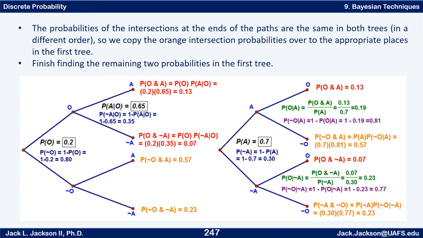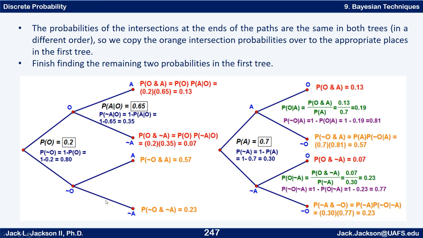So again, the big connection here that makes this work is that these four numbers at the ends of the paths, the intersection probabilities or joint probabilities, are the same as the four numbers at the ends of the paths here. They're the same joint probabilities. Now, remember, let's see what else. We only got a couple things left to do.